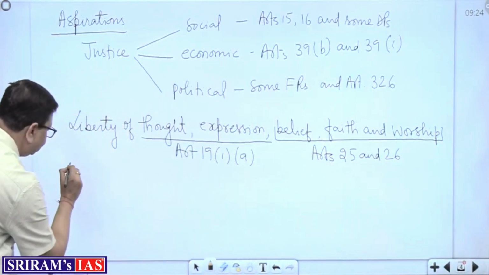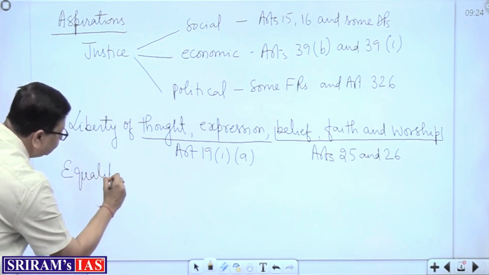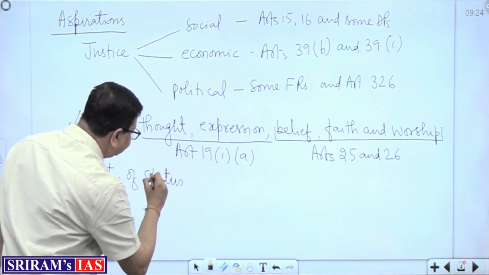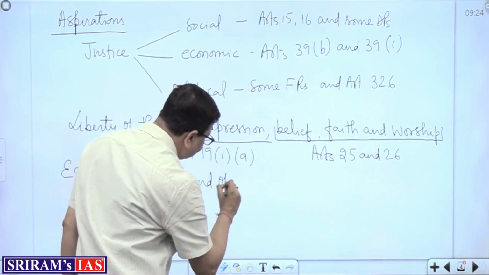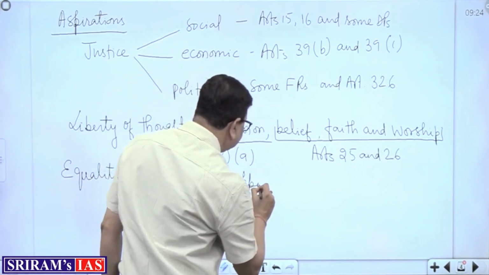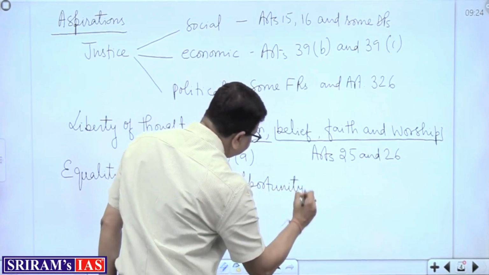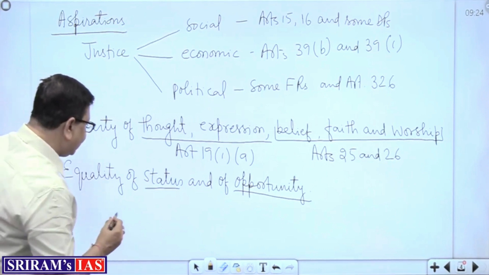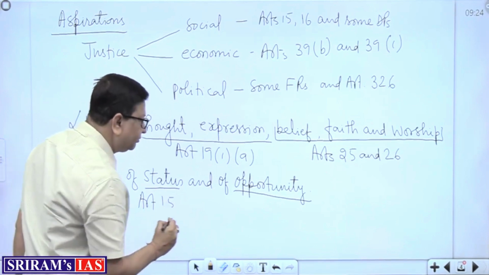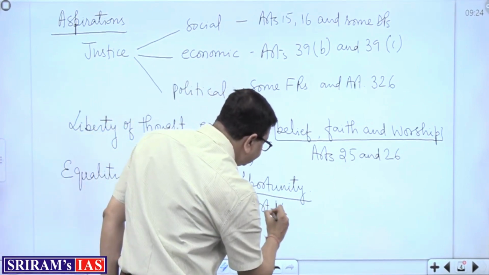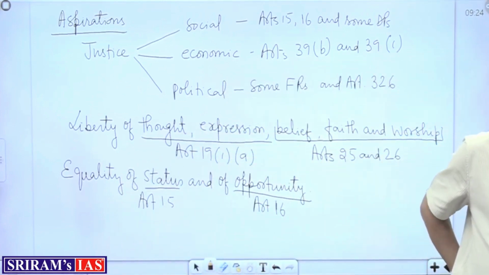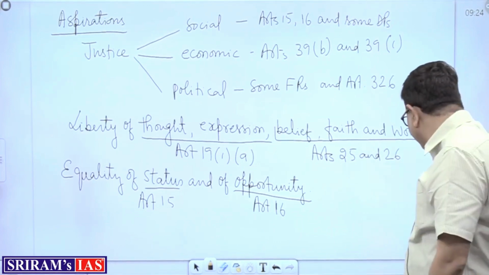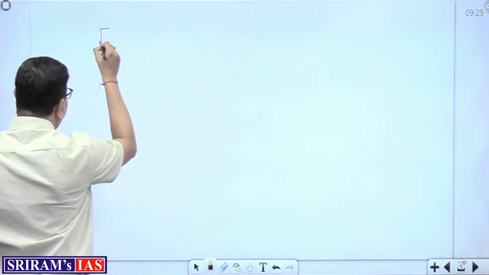Then, next, coming to equality. The preamble talks about equality of status and of opportunity. Equality of status is mentioned in article number 15 and of opportunity in article number 16. Then we have got another term in the preamble, that is the concept of fraternity.